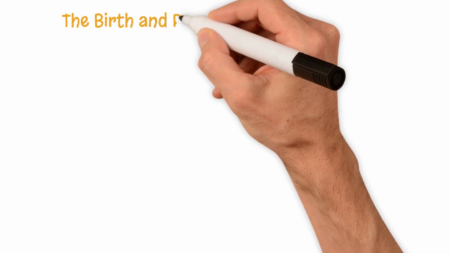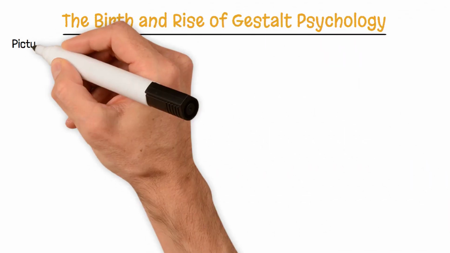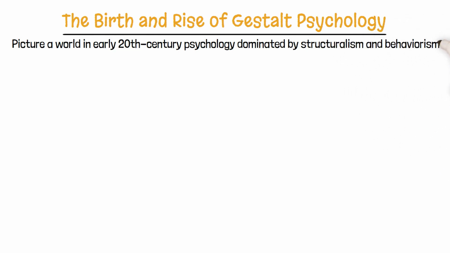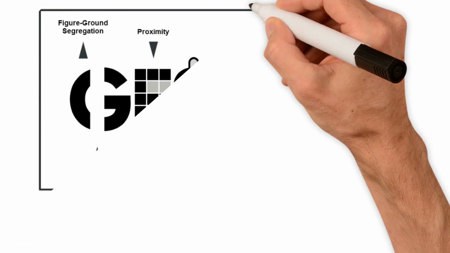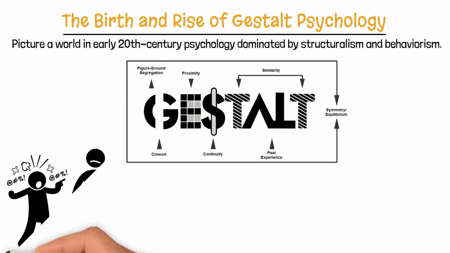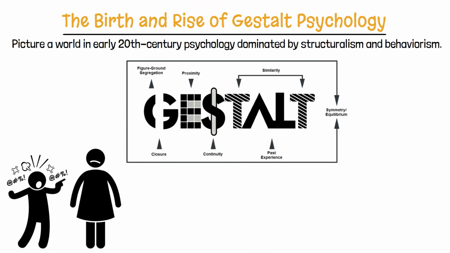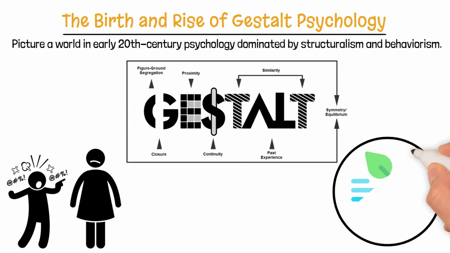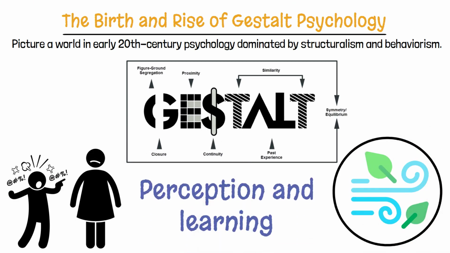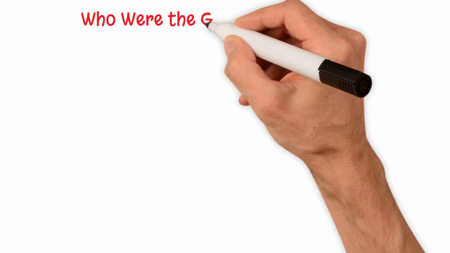The birth and rise of Gestalt psychology. Picture a world in early 20th century psychology dominated by structuralism and behaviorism. It was in this setting that Gestalt psychology emerged, almost like a rebellious teenager, challenging the status quo. The Gestalt movement was like a fresh breeze in a stuffy room, bringing with it a new way to look at perception and learning.